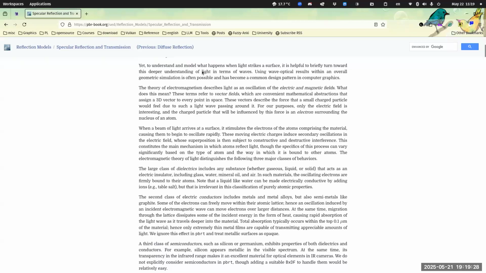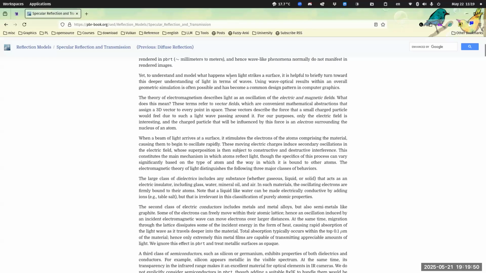But to understand and model what happens when light strikes a surface, it's helpful to briefly turn to this deeper understanding of light in terms of waves. So you've seen that a wave optical result within an overall geometric simulation is often possible. It has become a common pattern.